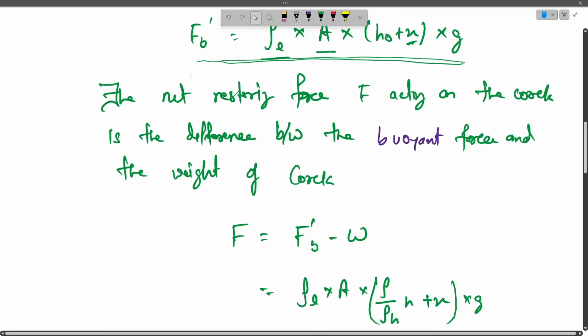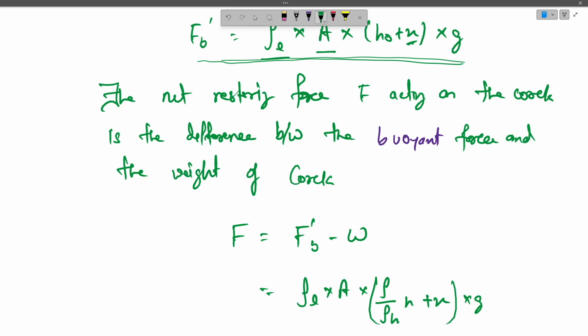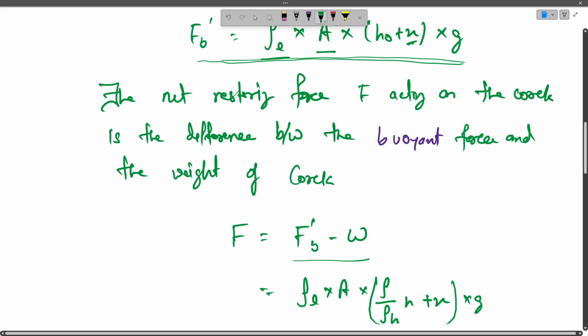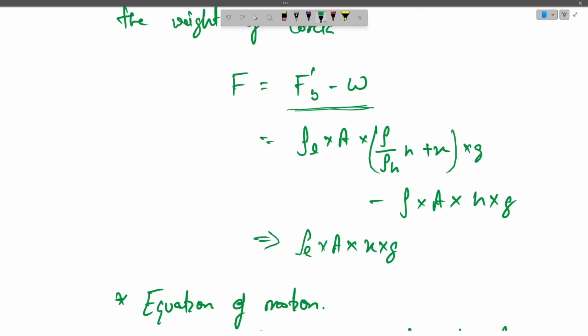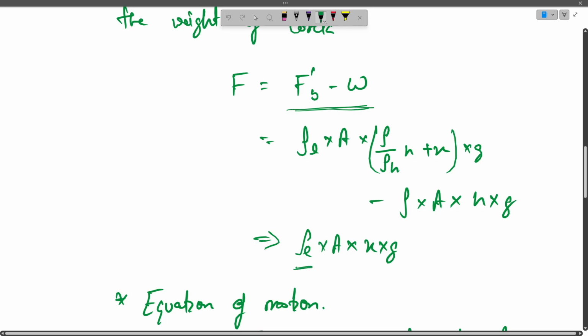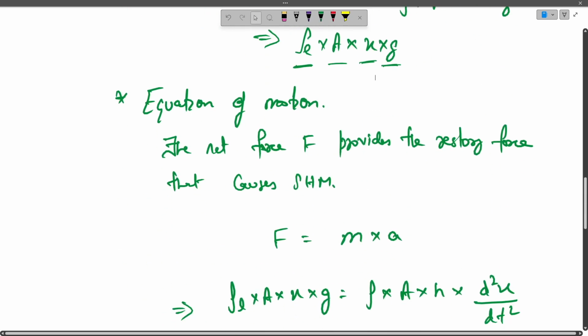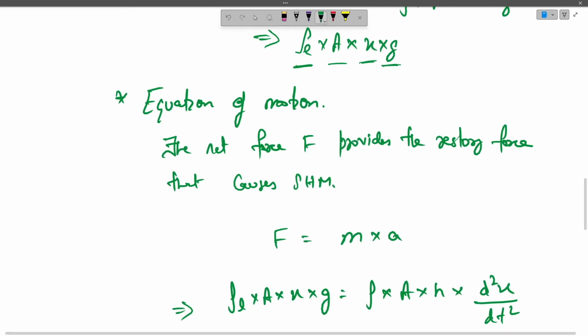Now when we release this extra pressure, the difference between the new buoyancy force and the weight acts as a restoring force to bring the cork back to equilibrium. That would be equal to Fb dash minus W, where Fb dash is the new buoyancy force. When we simplify it, we get rho L, the density of the liquid, multiplied by the base area of the cork, multiplied by the extra submerged height x, and the gravitational acceleration g. This is the restoring force that we have got.